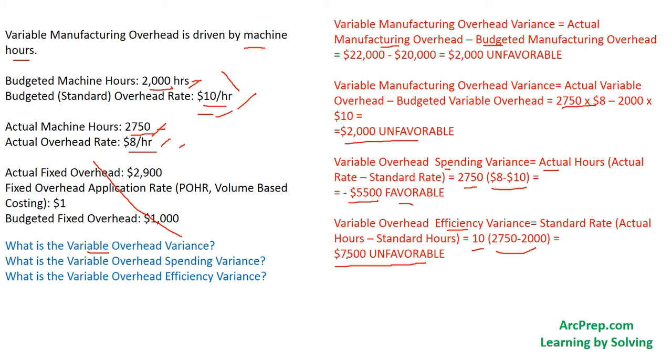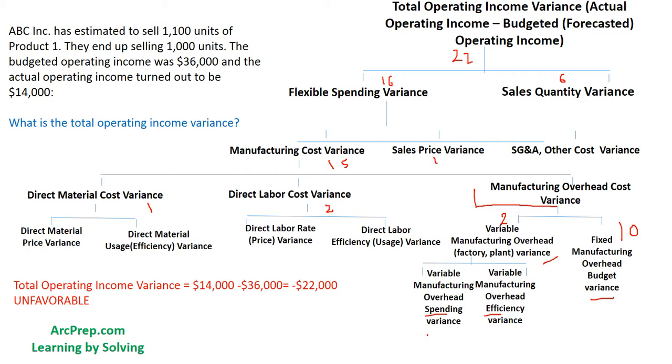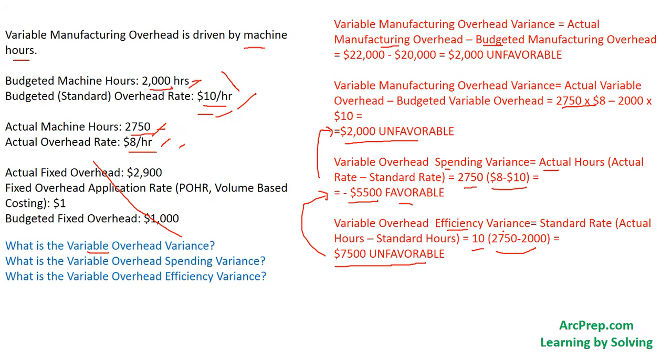That's unfavorable. If we add these up, the net is going to be 2,000 unfavorable, which is right here. So I can go back here and say this 2,000 actually is, there is a minus 5.5 right here and 7.5 right here. The sum of these is going to be 2. That's the variable manufacturing overhead variance.